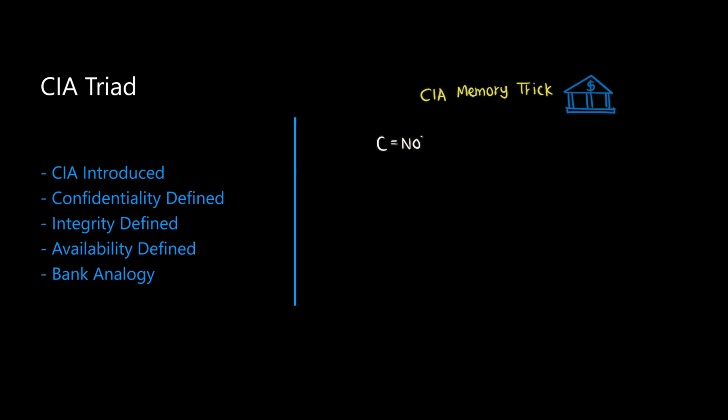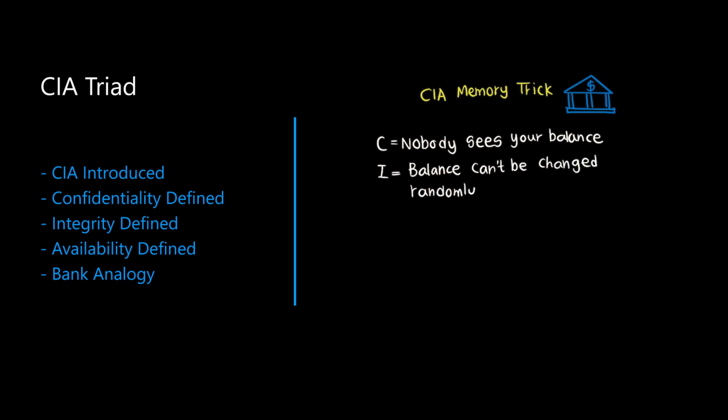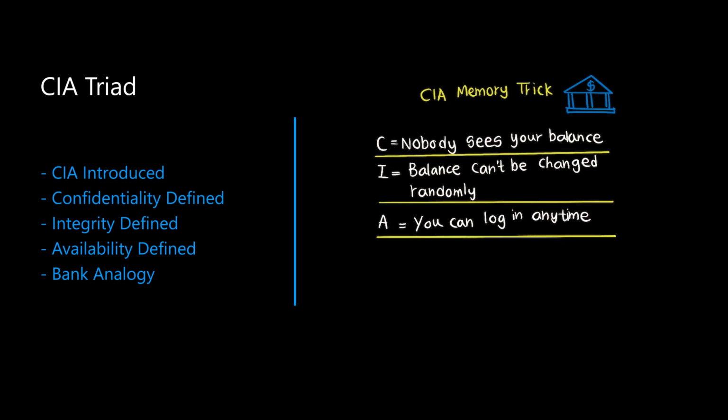Confidentiality means nobody else can see your balance. Integrity means the bank cannot randomly change your balance without a legitimate transaction. Availability means you can log in and check that balance whenever you need to. Every security decision in software development traces back to protecting one or more of these three.